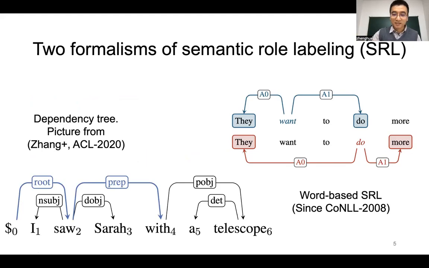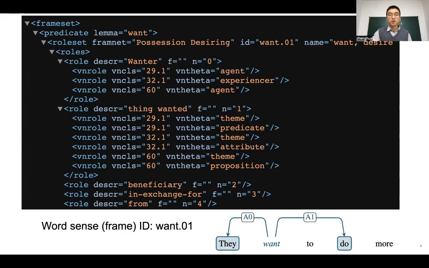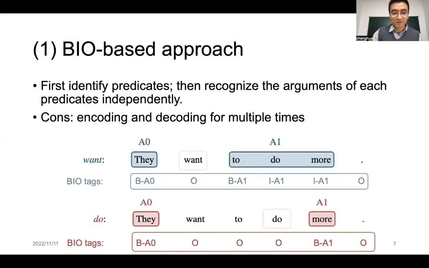This slide is just in case some people have questions. After these few slides, you should have a clear understanding of the task itself. For the span-based SRL task, there are two mainstream approaches. The first one is called BIO-based. It's very straightforward, and before the deep learning era, people did SRL in this way.